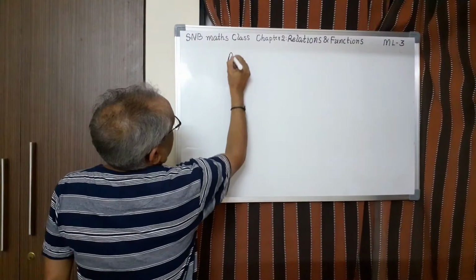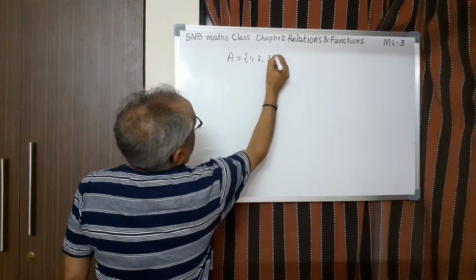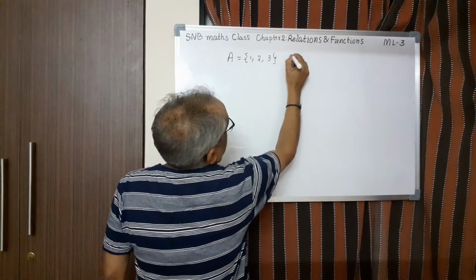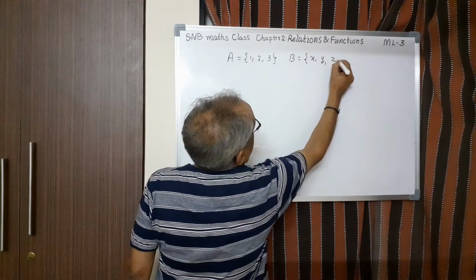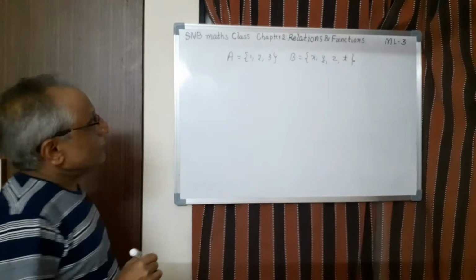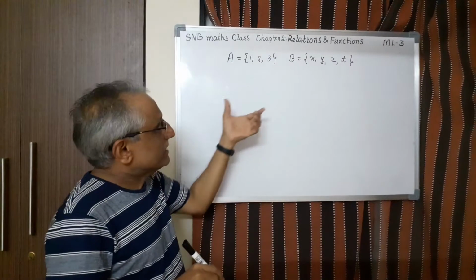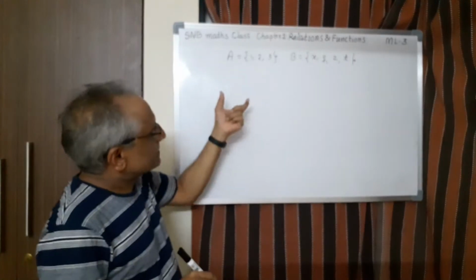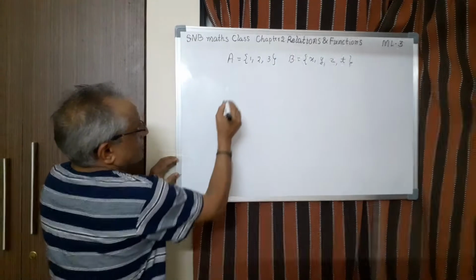Consider a set A, say 1, 2, 3. Suppose you take another set B, say x, y, z, say one more element t. Now we can form a relation cross product A cross B, and from that we can form a relation subset of cross product. Now that relation becomes a function if it has these following properties.